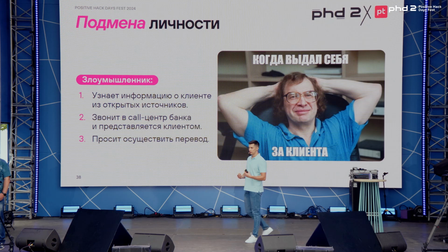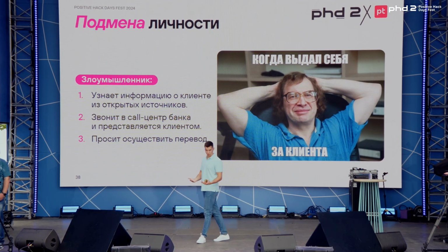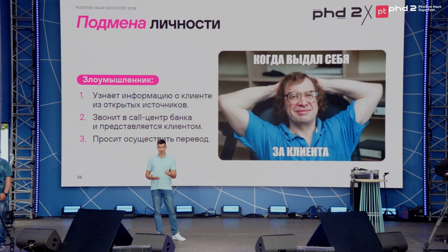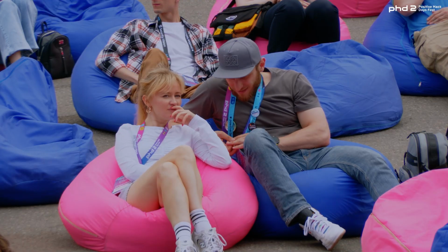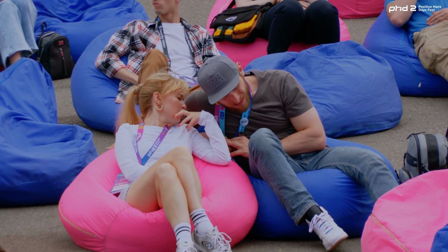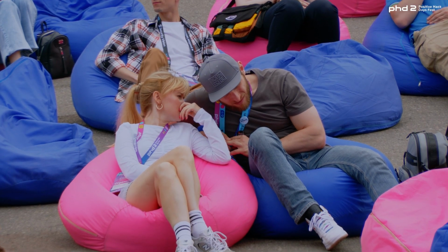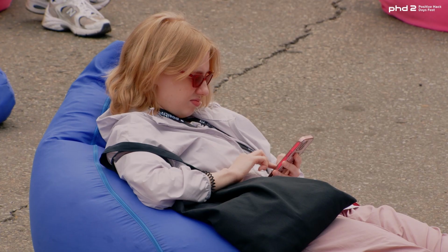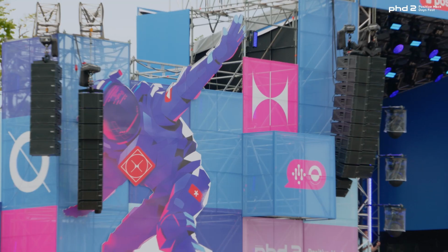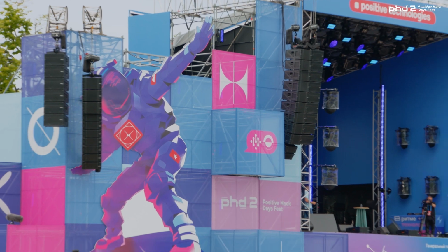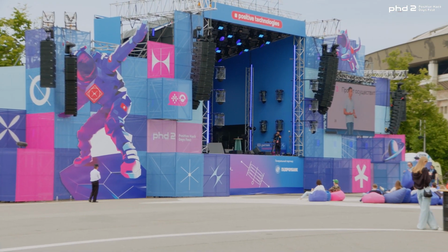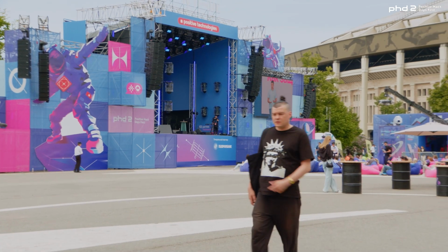Identity theft. What do they do in this case? They find some information about you in open sources, call your call center and say, hey, that's me. They give all the information, my marriage and kids and where I was born, how many years, and all these parameters. And then they ask the call center person to transfer money. If it goes through, your money will be transferred by this social engineering attack.